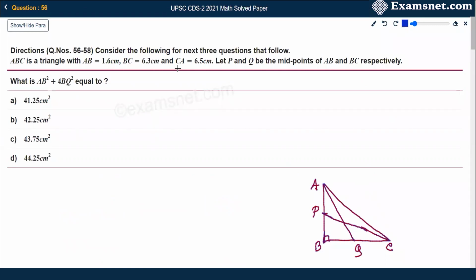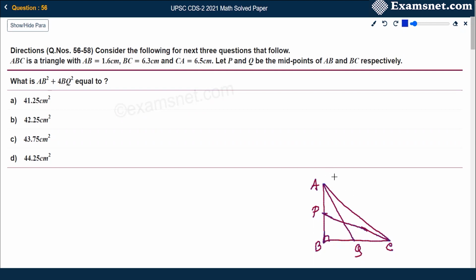ABC is a triangle. We are now discussing question number 56. Consider the following next three questions that follow. Here ABC is a triangle with AB equals 1.6 centimeter, BC equals 6.3 centimeter, and AC equals 6.5 centimeter. Let P and Q be the midpoints of AB and BC respectively. What is the value of AB square plus 4BQ square equal to?